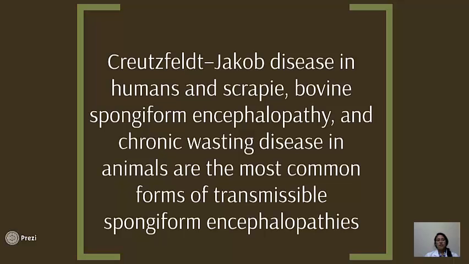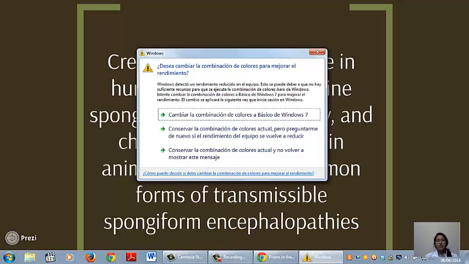Creutzfeldt-Jakob disease in humans, and scrapie, bovine spongiform encephalopathy and chronic wasting disease in animals, are the most common forms of transmissible spongiform encephalopathies.